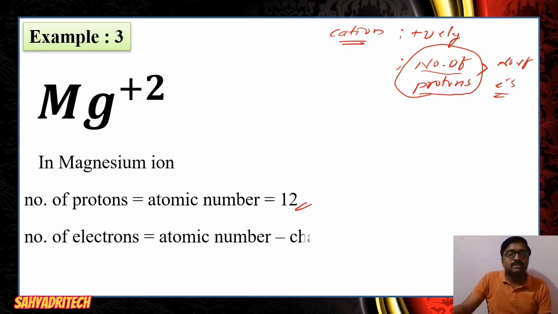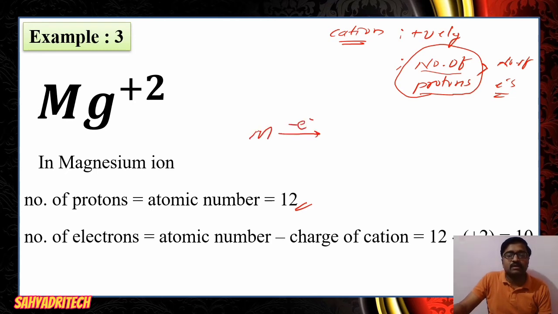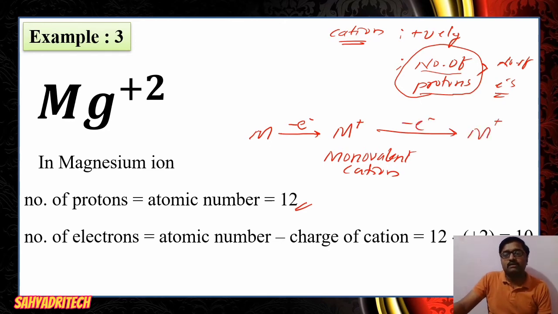Further, if we consider number of electrons, now we know how cations are formed by losing electrons, right? So we said earlier, whenever from a chemical species one electron is lost, it is going to carry plus one charge, and it is called a monovalent cation. Yes or no? Similarly, if two electrons are lost, it is going to carry plus two charge, and it is called a divalent cation, right?